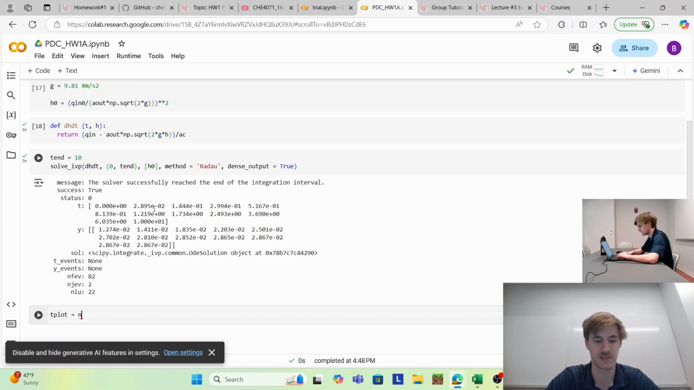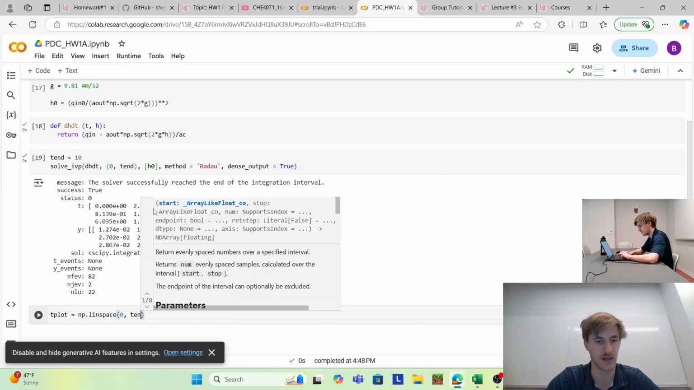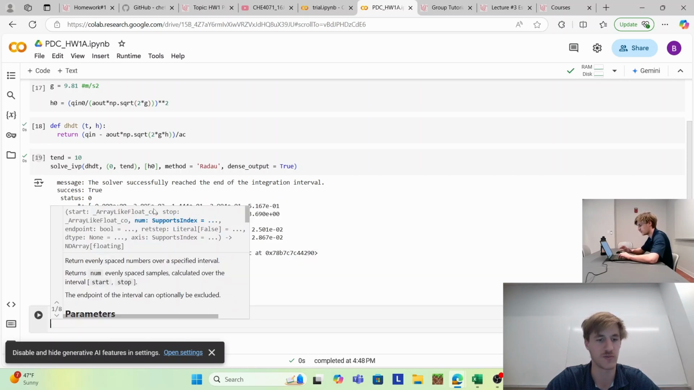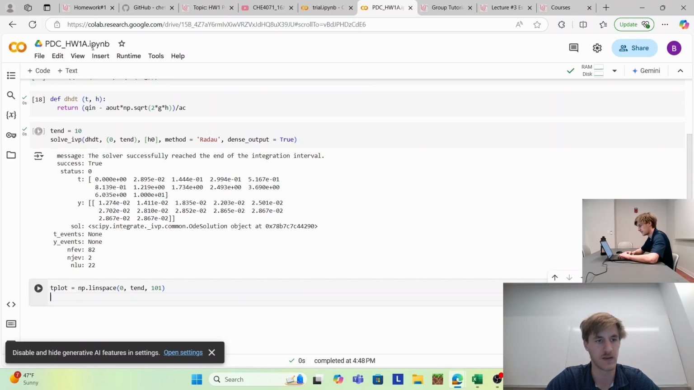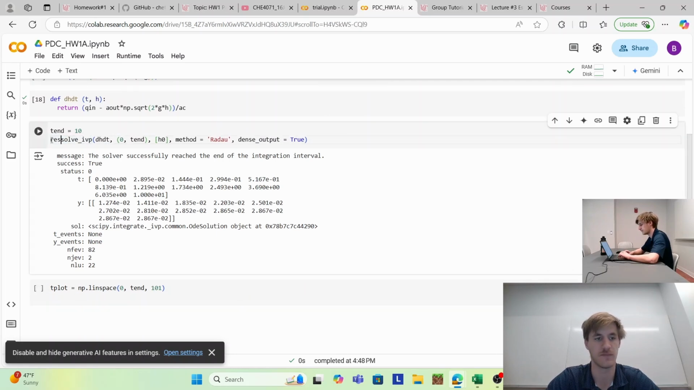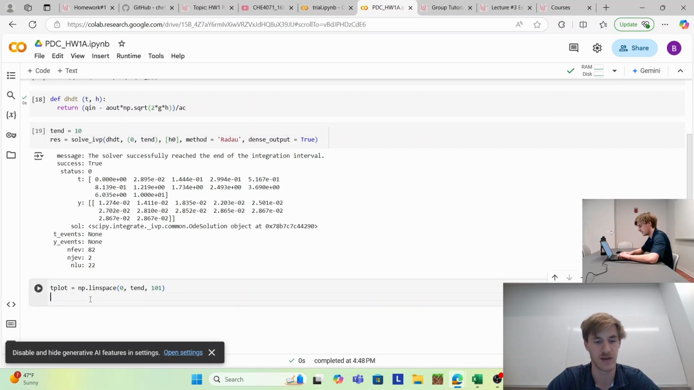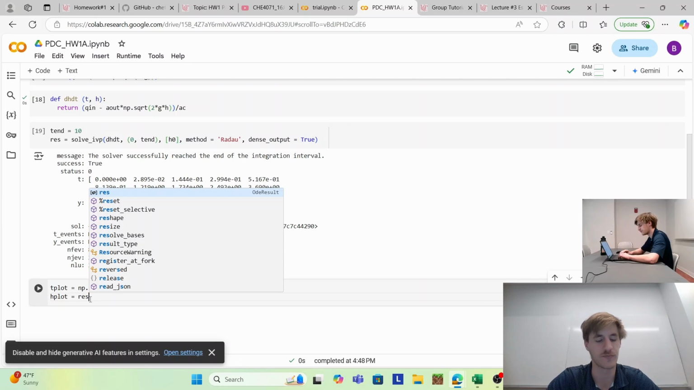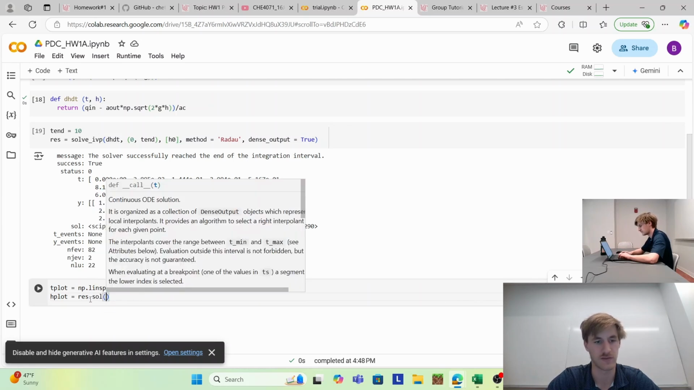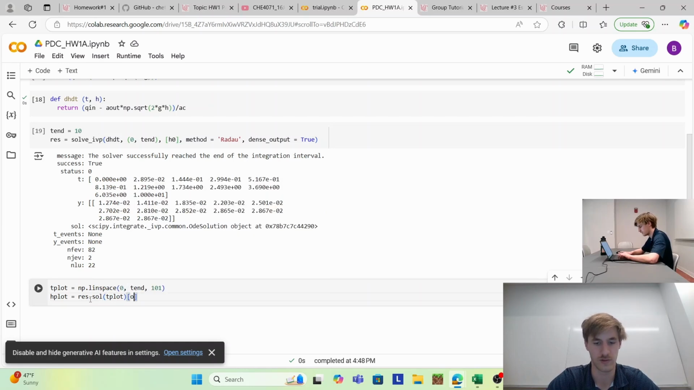First thing I want to do is t_plot. So we'll just do a linspace here. So np.linspace from 0 to the end, with 101 steps. I will set a variable for this solve_ivp function, and then we can do h_plot equals res, our result, dot sol, against t_plot.